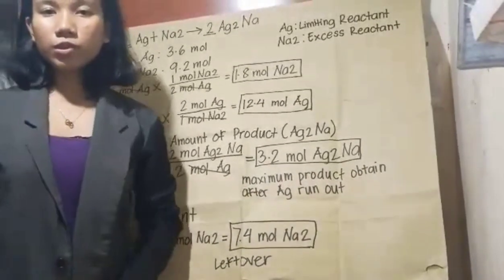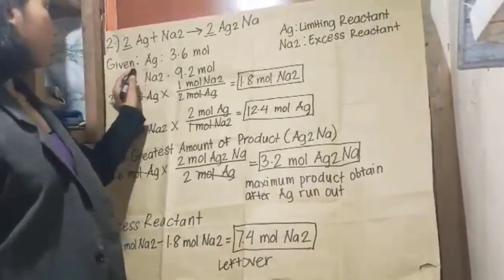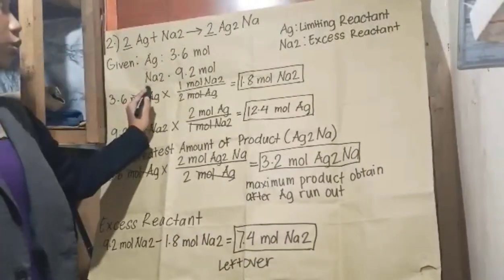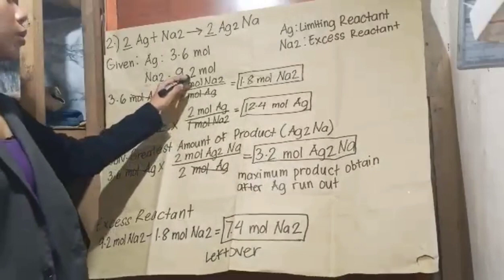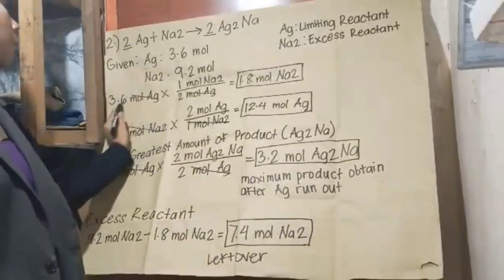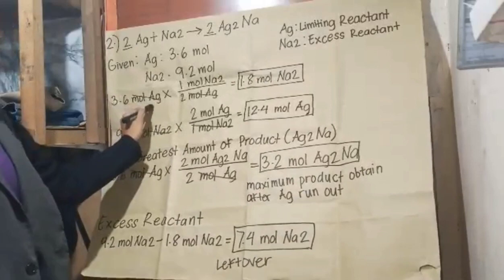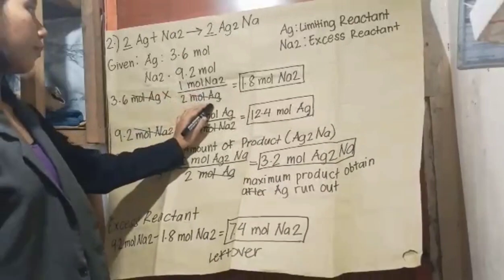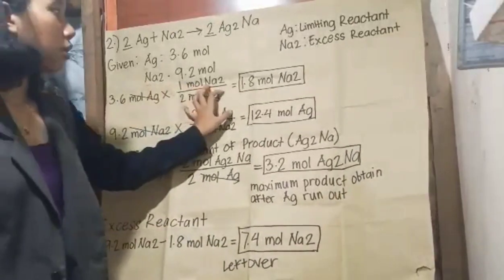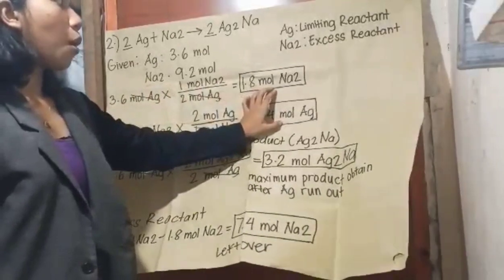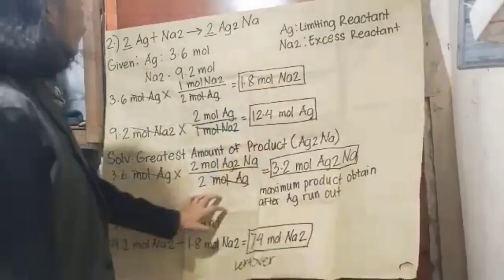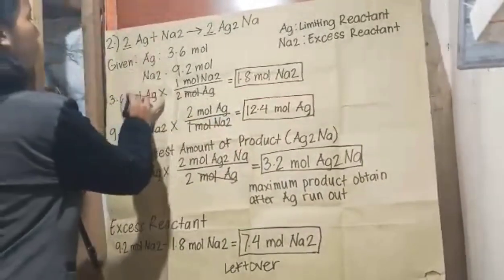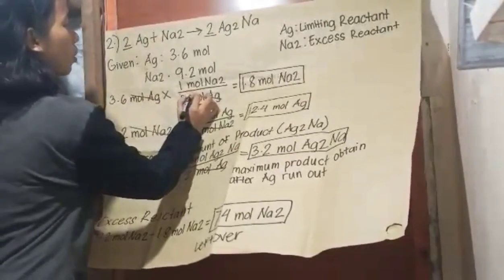Here's the solution of number 2. So the given here is Ag, silver, which is 3.6 mole, and Na2, which is sodium, 9.2 mole. To solve this, we put 3.6 mole Ag multiplied by 1 mole Na2 divided by 2 mole Ag. So the calculation of this equals 1.8 mole Na2. To get this, we need to cross out the 2 with the 3.6 mole Ag and 2 mole Ag.